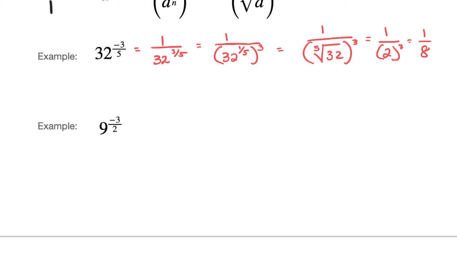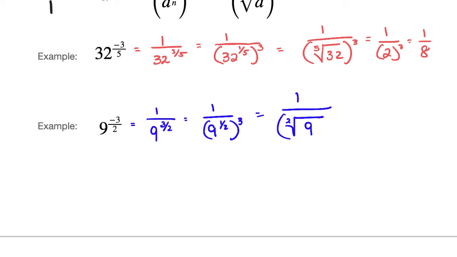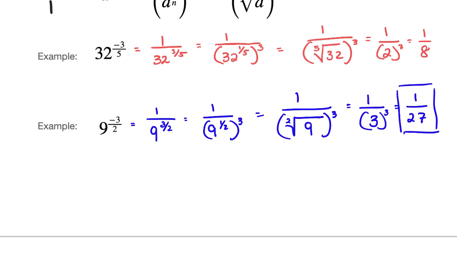And our last example, let's move it to the denominator and make it a positive 3/2. Let's factor out that 3 by rewriting it as 1/2 exponent to the 3rd power. Change that half to a square root, because that's our index, remember, the denominator of the exponent. Square root of 9 is 3, and then I have to cube that 3. So I end up with 1 over 27. Short notes, but there's only 2 types of problems, really.